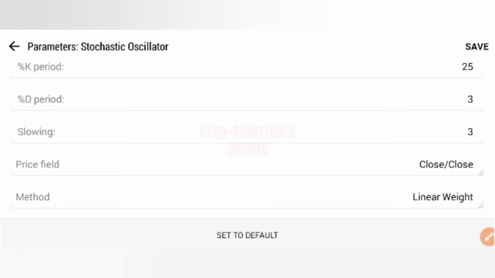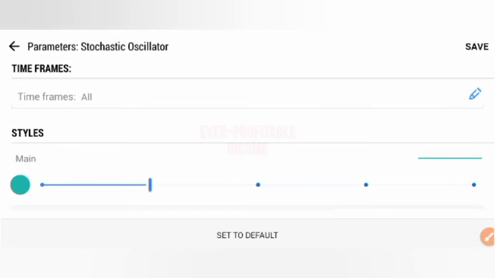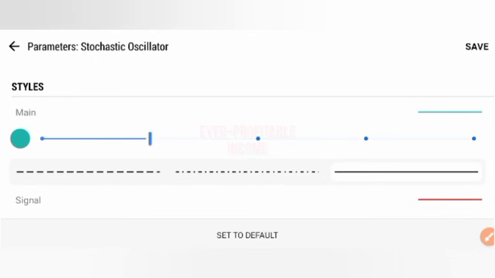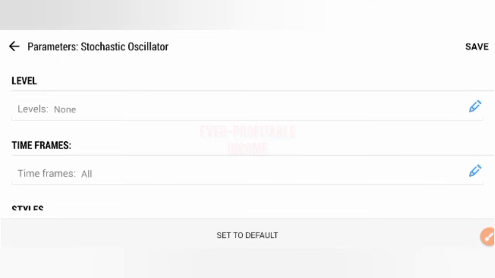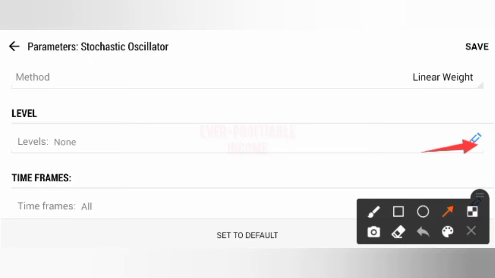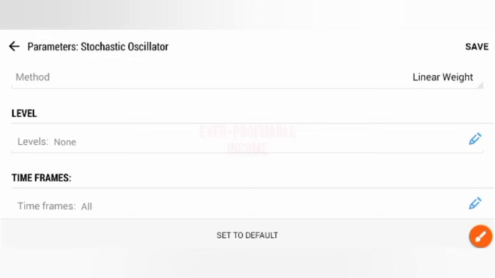So I want you to screenshot it or write it down so you don't forget it. You are just going to leave the colors to be the default colors. And for the levels, yours will come with levels here, but we didn't use the levels, so I deleted mine. You can just click on the level, click on this pen icon here and delete the levels. After doing that, you click on save.